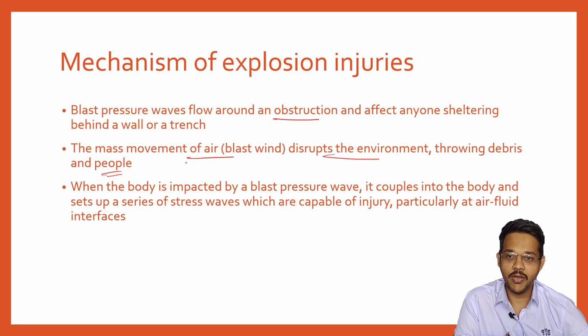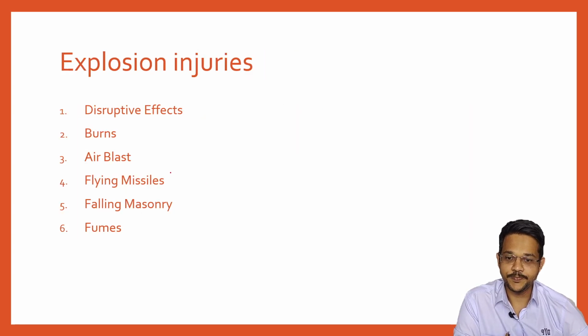The mass movement of air, that is the blast wind, disrupts the environment, throwing debris and people. So the blast wind is a movement of air which may throw debris as well as any person in the vicinity. When the body is impacted by a blast pressure wave, it couples into the body and sets up a series of stress waves which are capable of injury, particularly at air-fluid interfaces, mainly in cavities like the peritoneum, where it may cause severe injuries.